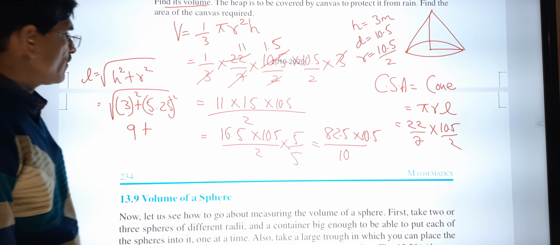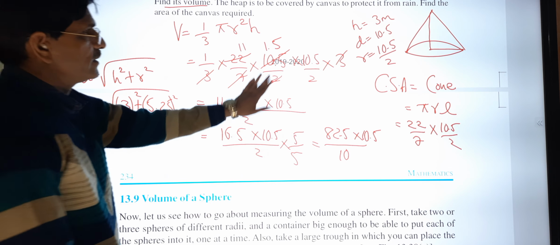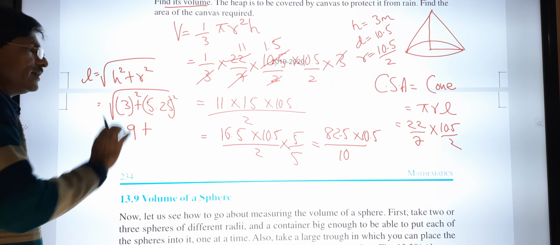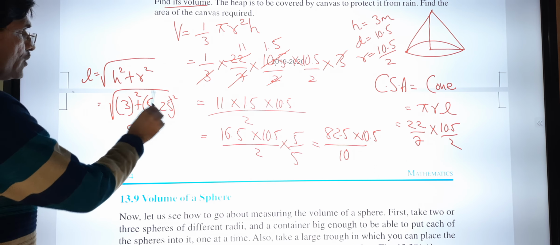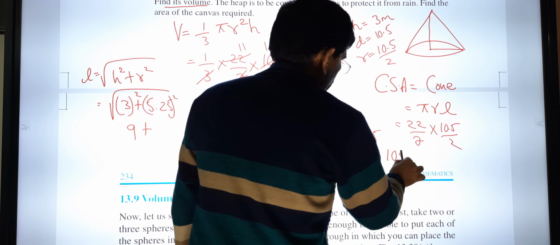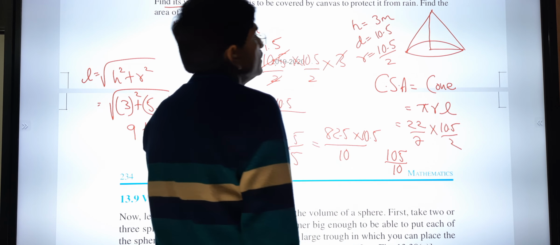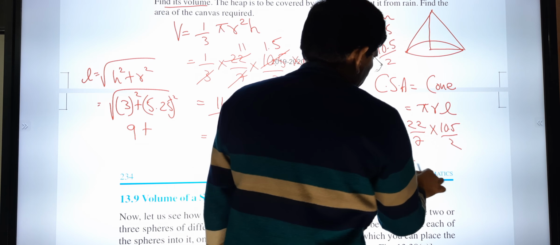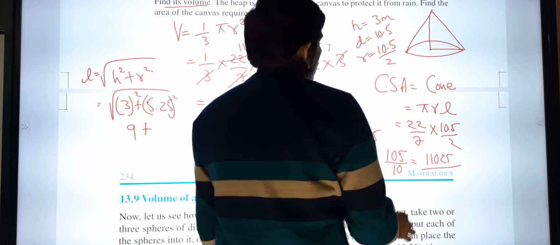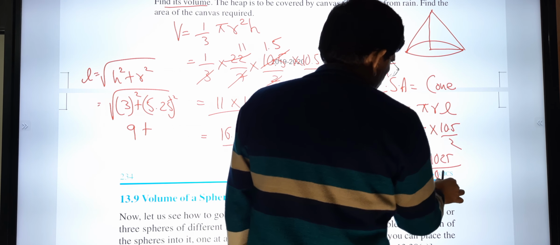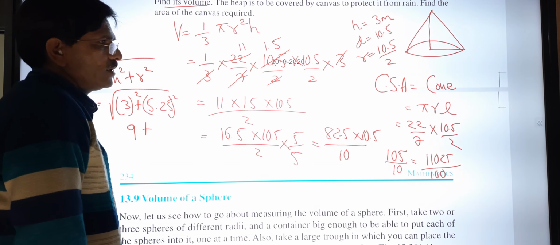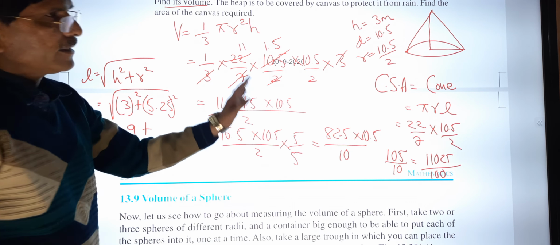So another way is what we have to do. For 5.25 square, we can say 10.5 by 2 whole square. Taking the square, 105 upon 100. Diameter is given, so it will be 100. Write it now.